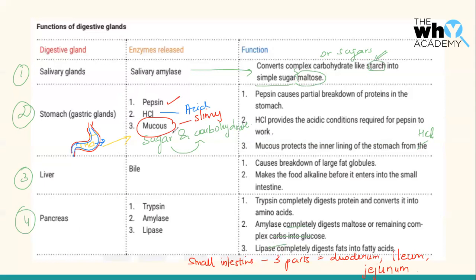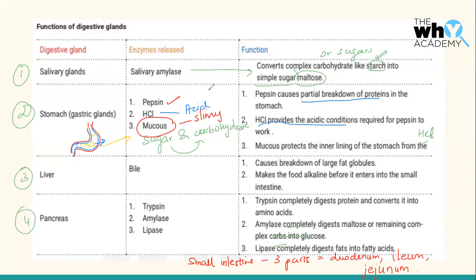HCl would of course be your acid, and mucus is the slimy lining which lines all your organs. In your nose, your lungs, all major cavities have a lining of mucus: large intestine, small intestine, stomach, everywhere. Okay, what does pepsin do? Pepsin breaks down proteins partially. Like I said, the complete procedure happens in the small intestine, and the partial procedure happens in other places. So pepsin causes partial breakdown of proteins. HCl provides the acidic conditions so that food is broken down. The main job of HCl is to provide the acidic conditions for other reactions to occur.